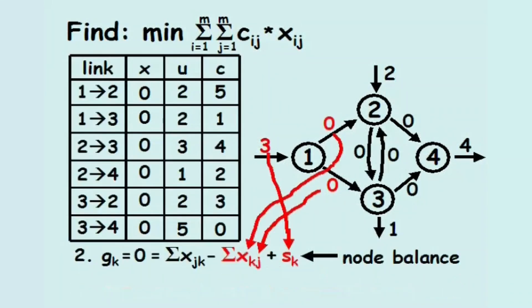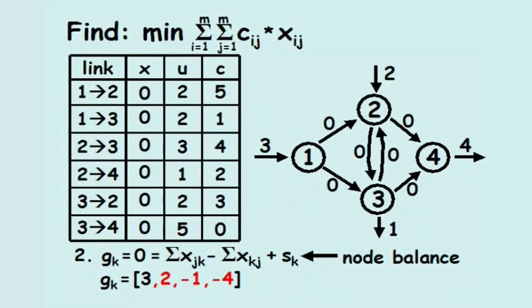For example, at node 1, there are no links delivering incoming flow and outgoing flow equals 0 plus 0, and the surplus flow is positive 3. Therefore, the surplus at node 1, G1, equals 3. The surplus at nodes 2, 3, and 4 is 2, -1, and -4, respectively.